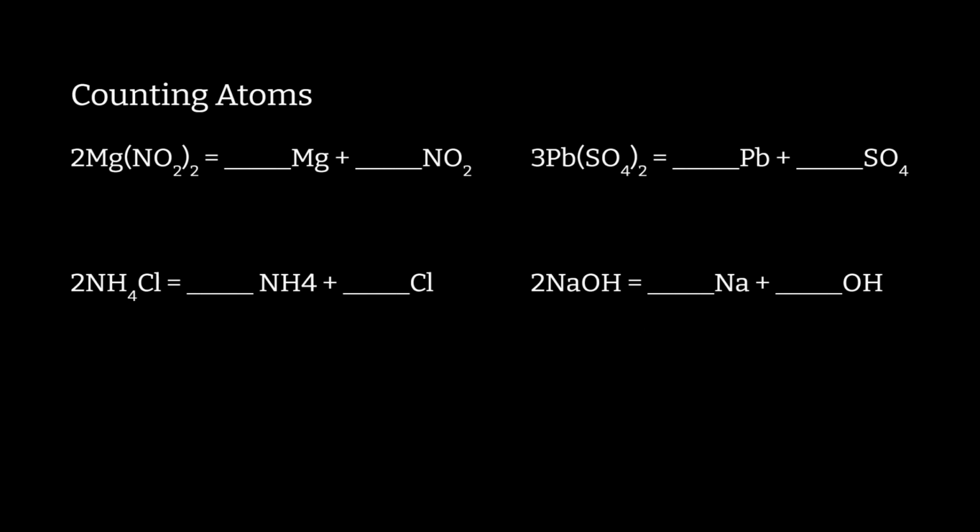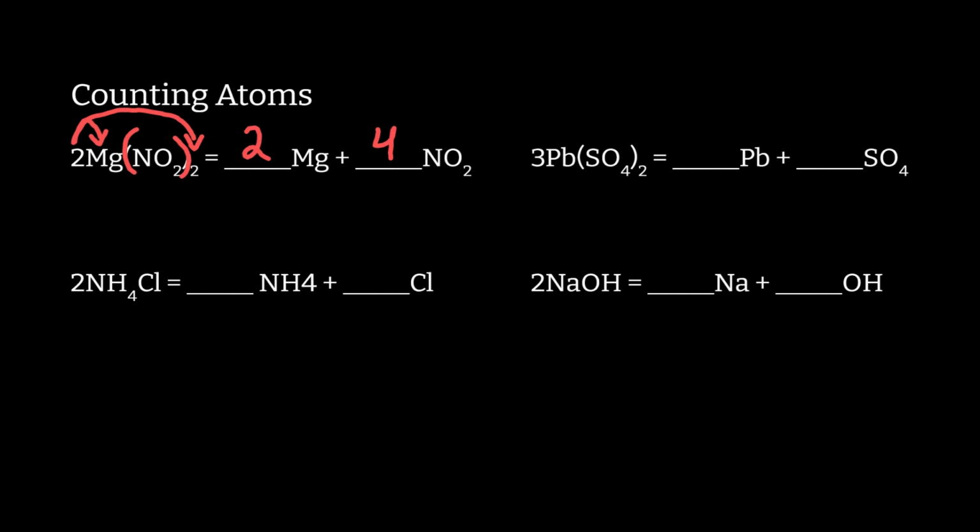Now let's go ahead and take a look at our first one. We have our 2Mg(NO2)2. Our coefficient of 2 will multiply the magnesium. I have 2 of the magnesium atoms. Now, the coefficient of 2 is going to multiply this outer number of 2. So this NO2 inside, I do not want to change. The coefficient of 2 is going to affect the outside 2. So we're going to end up with a total of 4 NO2 units.